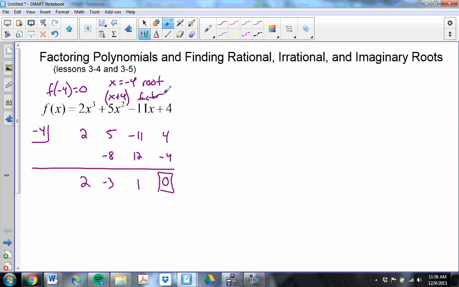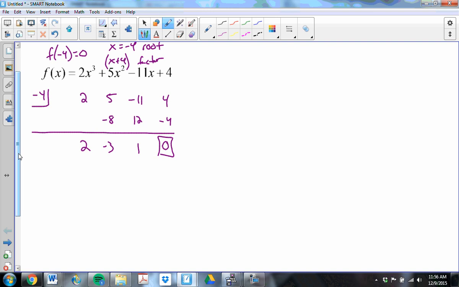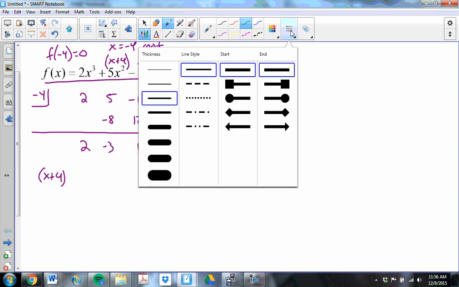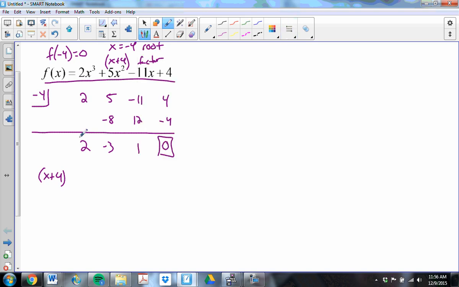Well, the fact that x plus 4 is a factor is nice. That means I could actually take this polynomial and factor it into x plus 4, and whatever these numbers left behind were is the remainder of the expression. So I factored out the x plus 4. Well, now I can do it again.